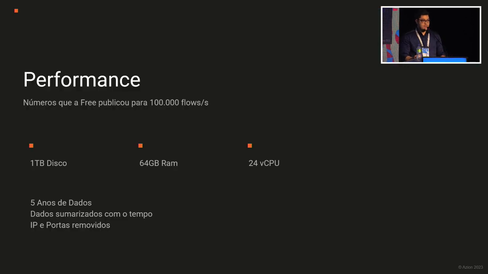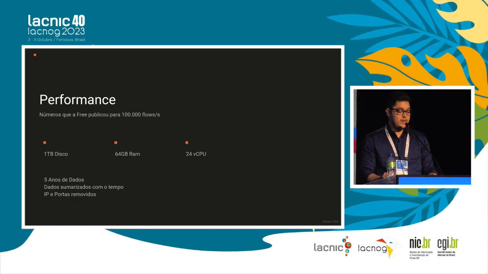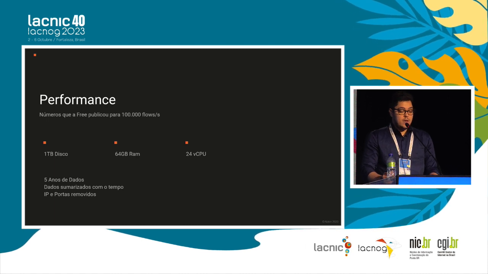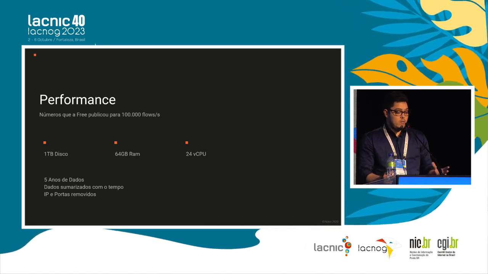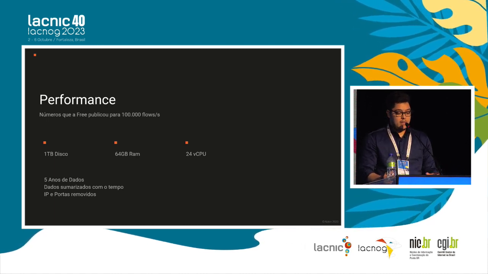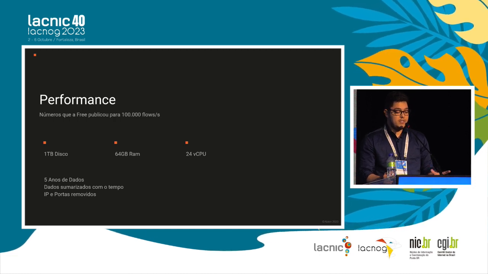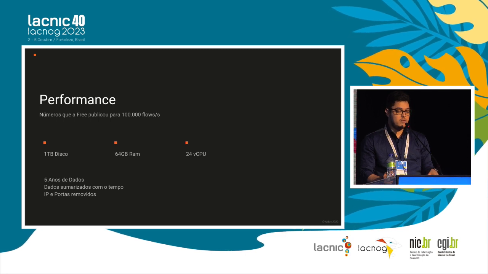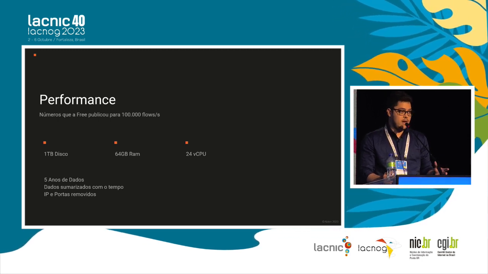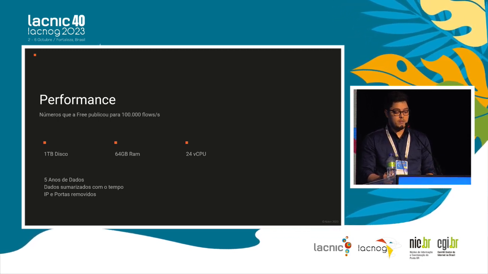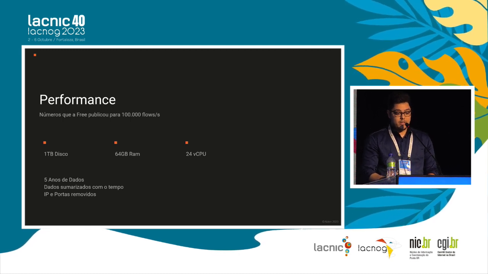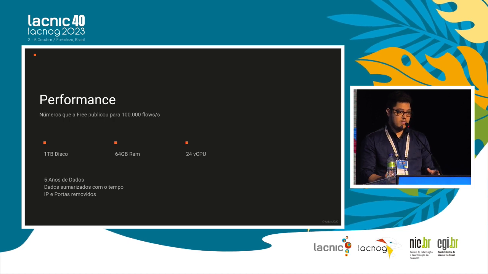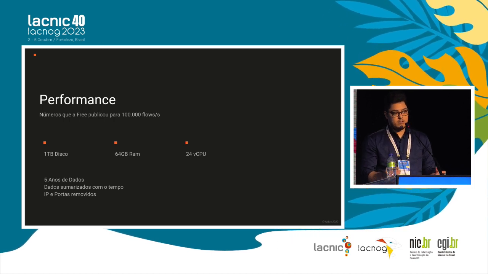Now, in terms of performance, this software was developed with Free. And these are some of the numbers that were published. In the production environment, this has a machine with 1 terabyte disk, 64 gigabytes RAM, and 24 vCPUs. So this is quite a considerable number of flows per second. You can have 5 years of data with a machine of this size.